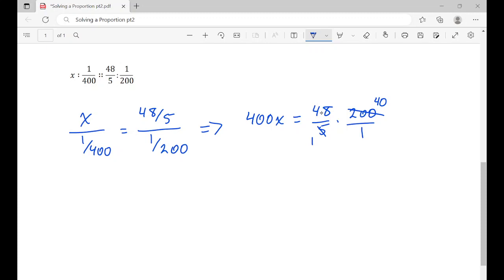And when we multiply 48 times 40, we're going to end up with 1,920. And now I'm going to solve for x by dividing both sides by 400.